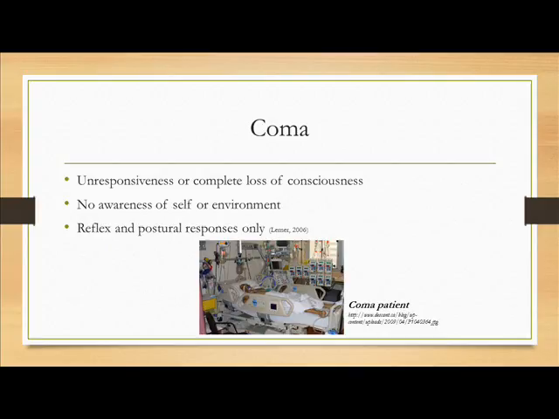Coma is a complete loss of consciousness coupled with no awareness of self nor environment, with reflexive responses only. It does not include medically induced coma.